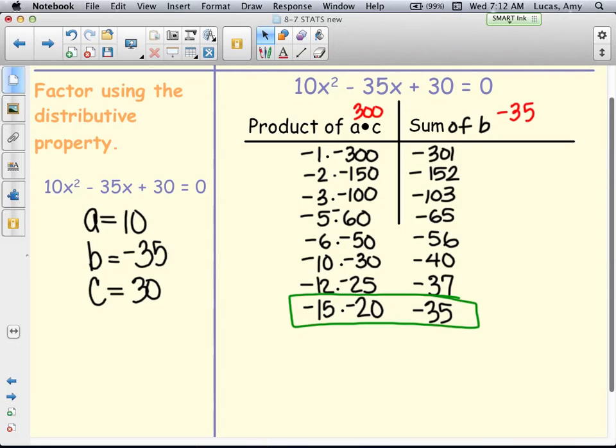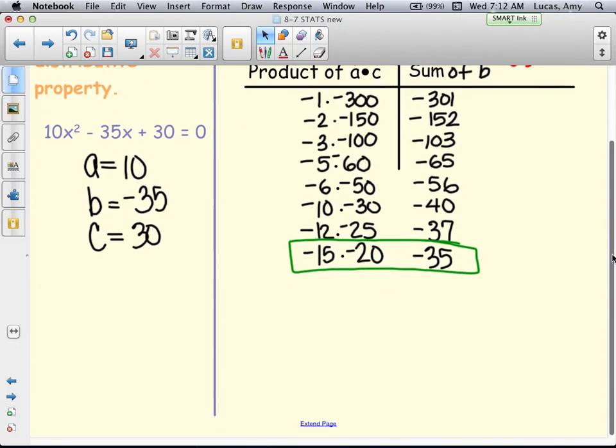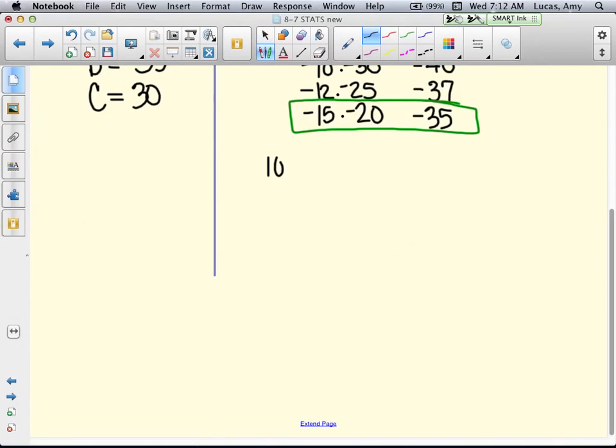Okay, so I need the 10x squared and the plus 30 from up at the top. So 10x squared, my first term, plus 30 equals 0 from my last term. Now, the order that I put these in, 15 and 20 have common factors with both of these. I'm going to put the negative 20x first and then the negative 15x. It really doesn't matter though. You'll end up with the same answers either way at the end.